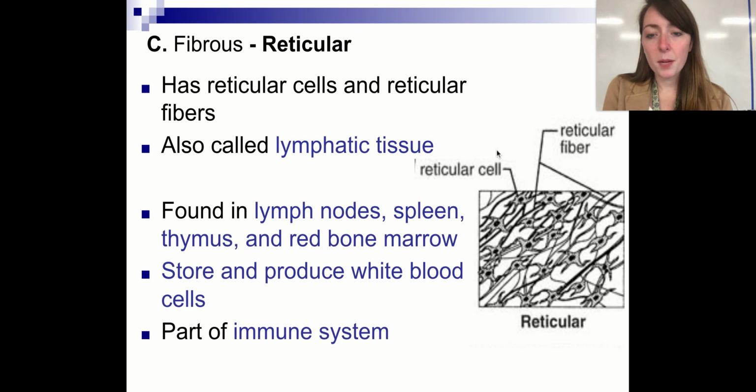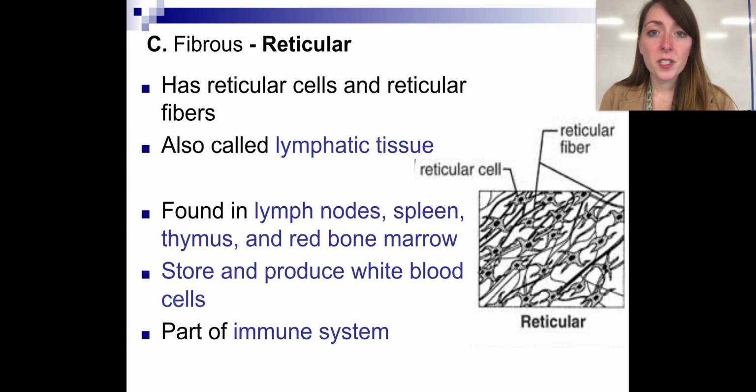Our last type of fibrous tissue is reticular tissue. So it has reticular fibers, which is our third fiber. And it also can be referred to as lymphatic tissue because it's found in the lymph nodes, the spleen, the thymus. It's related to immune function, and it's responsible for storing and producing white blood cells.